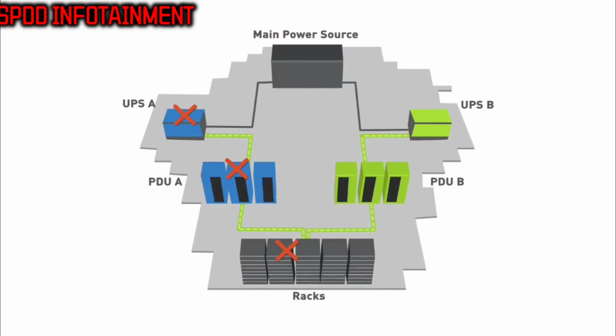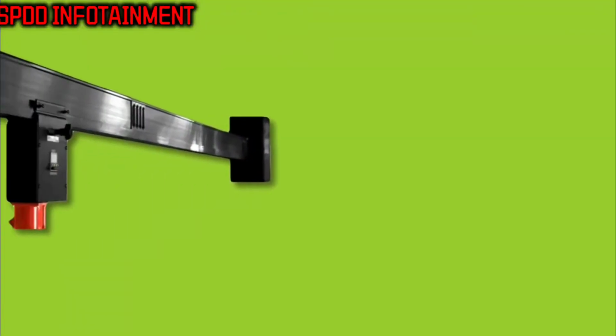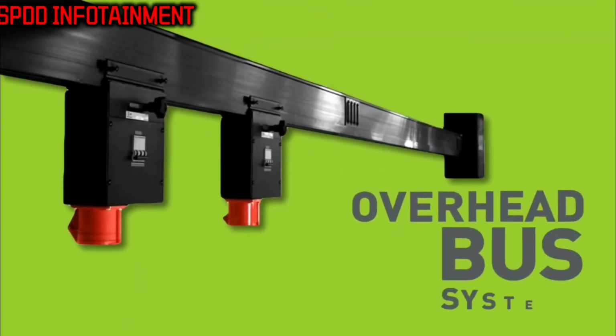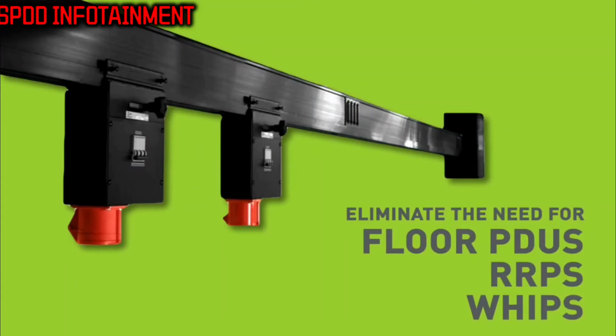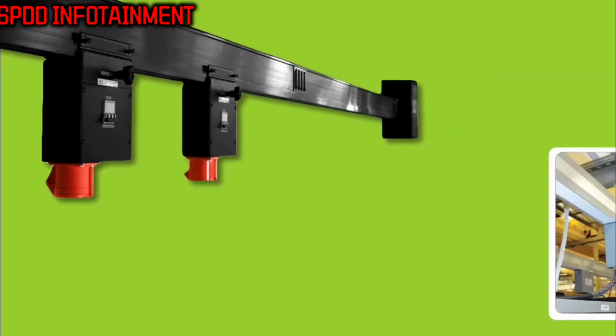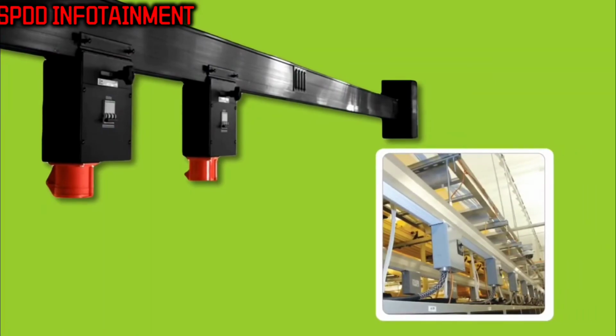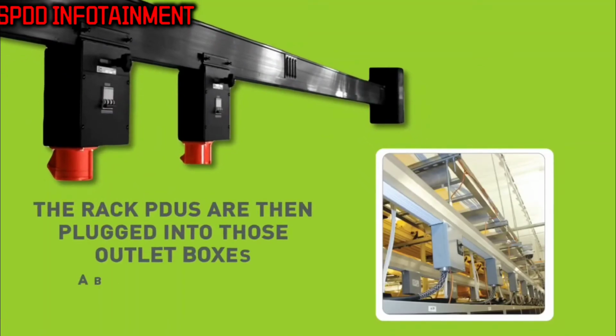An important exception to the just mentioned power chain is the increasing use of overhead bus systems. These systems connect to the UPS and eliminate the need for floor PDUs, RPPs, and whips running underneath a raised floor. Instead, the overhead bus systems have sophisticated channels running over the racks and other equipment. Outlet boxes can then be placed wherever needed along these channels and are simply connected into the overhead busway. The rack PDUs are then plugged into these outlet boxes above the racks.